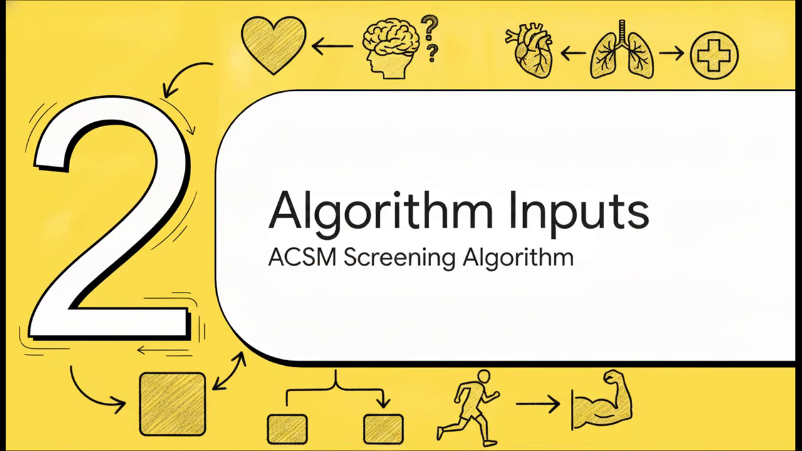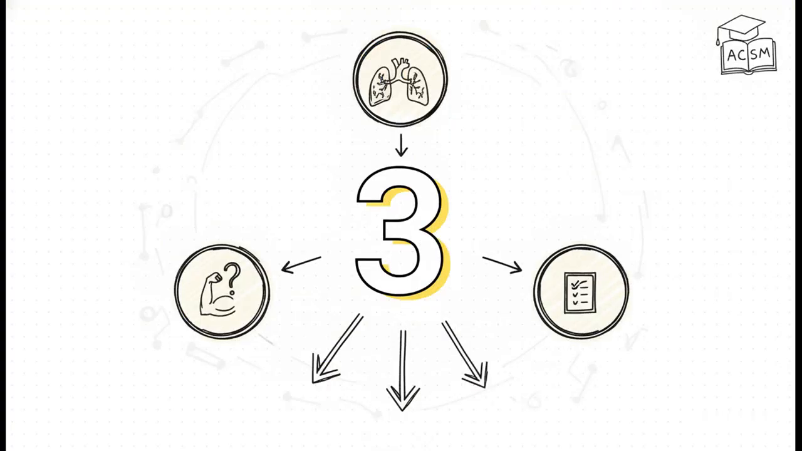Moving on to Section 2, the ACSM screening algorithm inputs. Think of this as the core mechanics of the chapter. This is entirely about identifying exactly who needs medical clearance for aerobic exercise. So the crucial point is the number 3. I really want to aggressively anchor this in your memory. The entire clearance algorithm is built on only 3 inputs. Not 4, not 5, just 3.